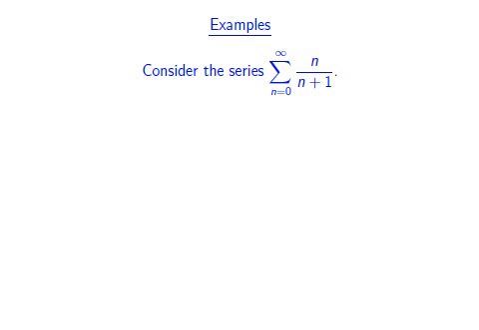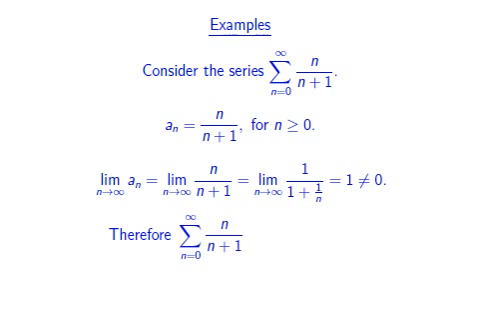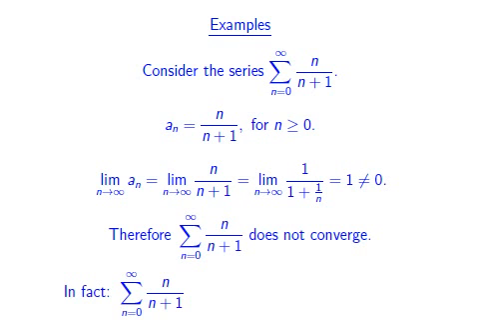The divergence test asks us to study the limit of the underlying sequence of our series. Here the underlying sequence is given by a_n equal to n over n plus 1 for n greater or equal to 0. Now if we calculate its limit, we see that the limit equals 1, which of course is not 0. Now according to the divergence test, we must conclude that our series does not converge. Furthermore, since we are only adding positive elements, we can say that the series diverges to plus infinity.